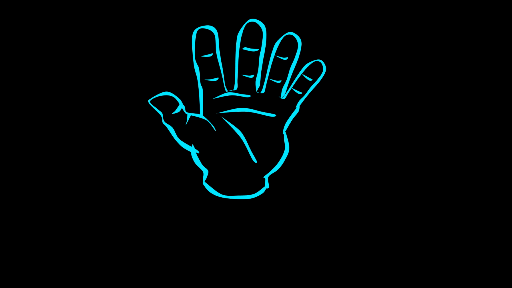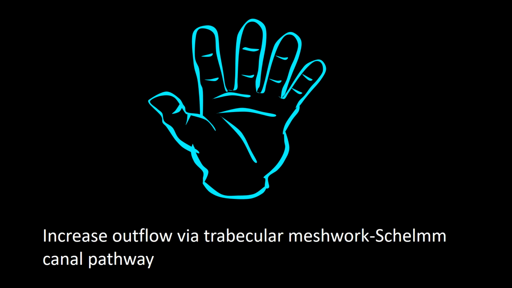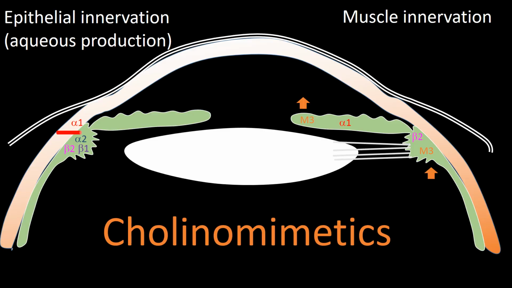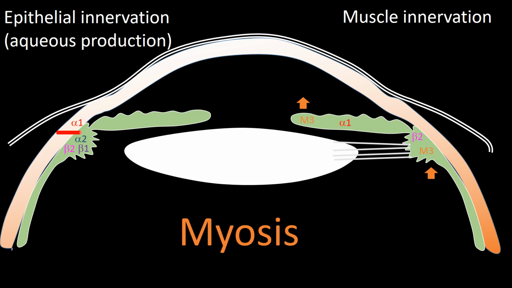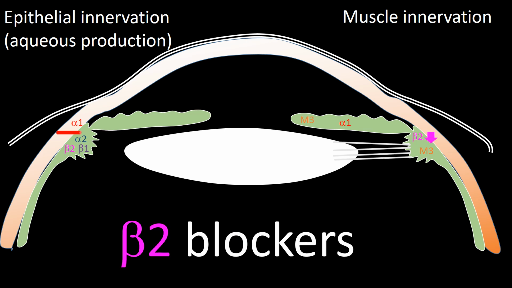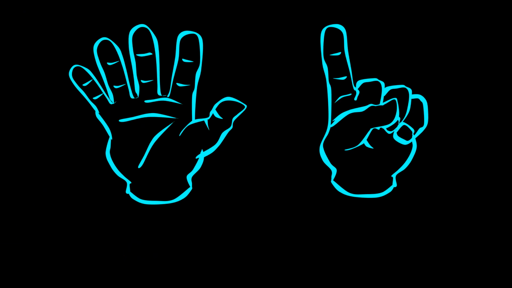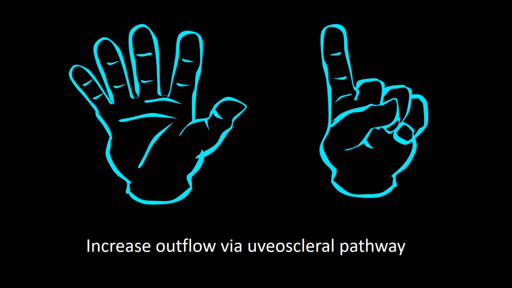The fifth mechanism is increasing outflow via trabecular meshwork Schlemm canal pathway. This is the mechanism of action of cholinomimetic drugs, which also produce miosis by stimulating the circular iris muscle. Increased outflow through the trabecular meshwork Schlemm canal pathway is also achieved by the use of beta-2 blockers. The sixth mechanism consists of increasing outflow via the uveoscleral pathway. This is achieved with the use of prostaglandins.